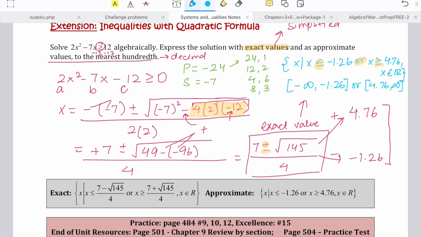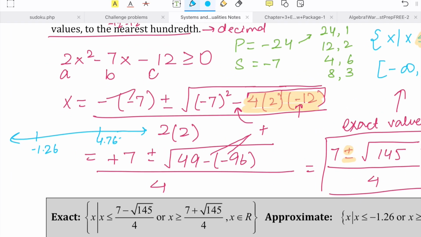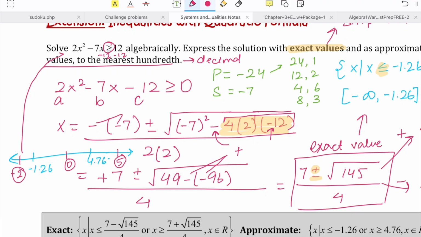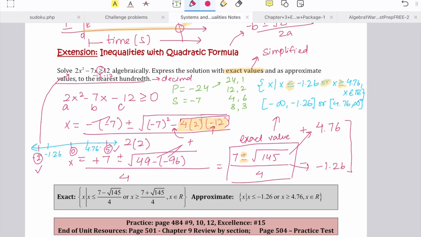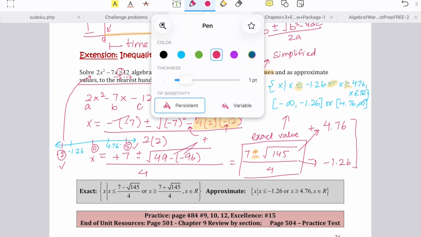Now, of course, to figure out if it's less than or greater than, you'll have to draw a number line. You'll have to do negative 1.26 and then up till 4.76. Sorry, 76. I'm so used to 6.7 now. And then you'll have to figure out 5 over here. This would be one of your test points. This 0 will be one of your test points. Negative 2 can be one of your test points. And then when you plug it in the actual equation, this will be part of the solution, this won't be, and this will be.